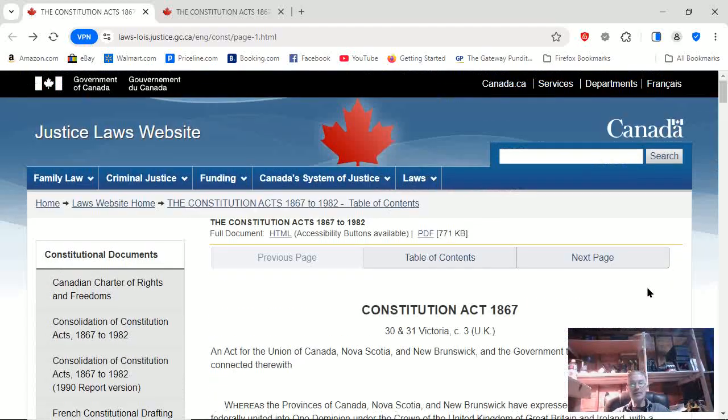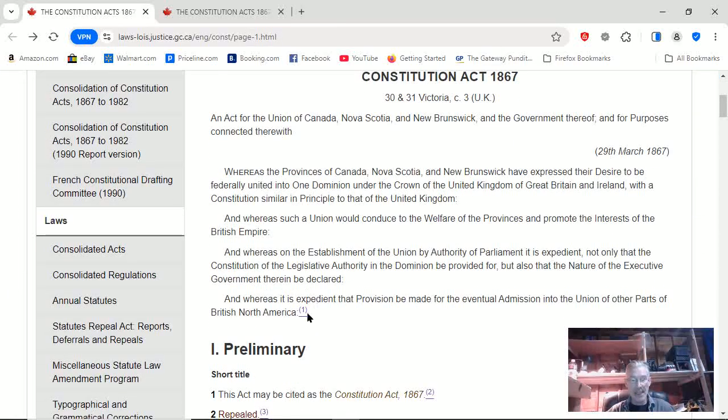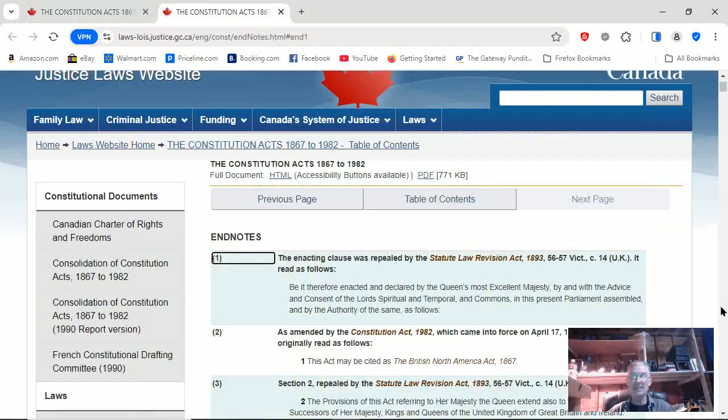Now, what the government does not tell you about their Constitution Act 1867, their foundational document, the document that gives them the authority of and over Canada on behalf of the Queen, is simply this. If you click on the endnotes, you will see very quickly the enacting clause was repealed by the Statute Law Revision Act of 1893. It read as follows.